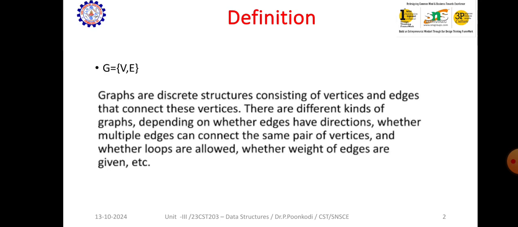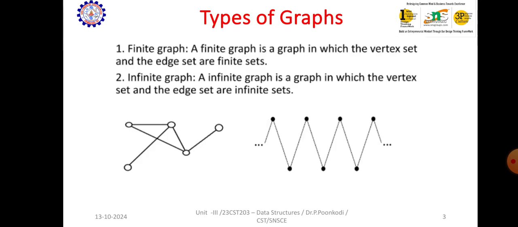Okay, there are different kinds of graphs. It depends on whether the edges have directions, whether multiple edges can connect the same pair of vertices, whether loops are allowed, whether weights of edges are given, etc. On these considerations, the graphs are categorized into different types. Okay. Next, we will discuss the types of graphs.